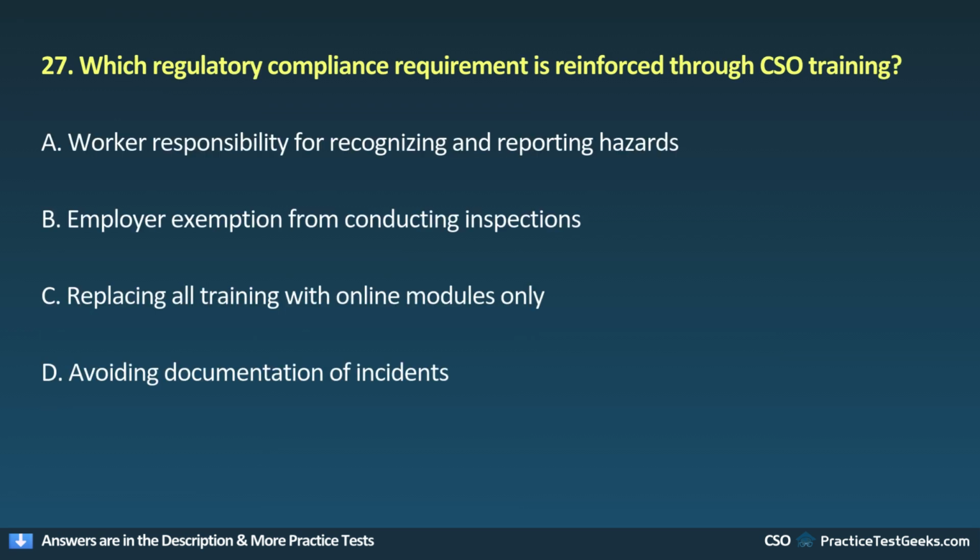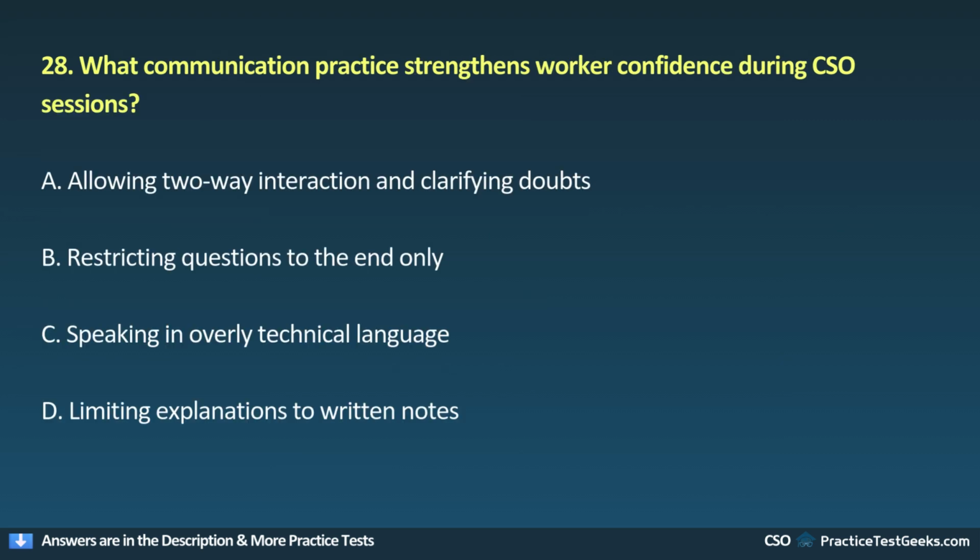27. Which regulatory compliance requirement is reinforced through CSO training? A. Worker responsibility for recognizing and reporting hazards. B. Employer exemption from conducting inspections. C. Replacing all training with online modules only. D. Avoiding documentation of incidents.